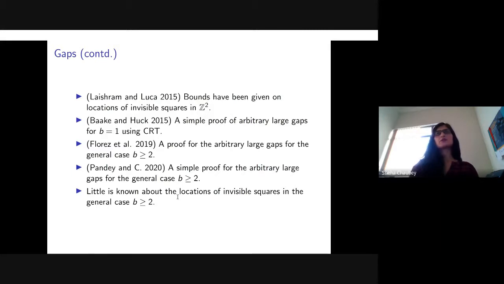So they showed that there are in fact arbitrary large gaps for B greater than or equal to 2, but their proof is kind of messy, in the sense that it extends for 3-4 pages. So in a paper which we submitted with my co-author Ashish Pandey, we gave a simple proof for the existence of arbitrary large gaps in this general case B greater than or equal to 2. And about the location of invisible squares, we don't know. Very little is known, even for the general case B equals 2 or above.